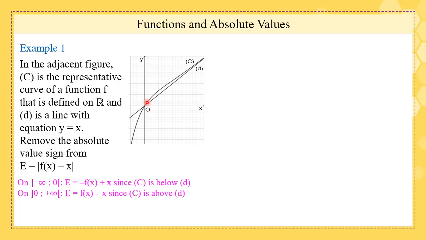On 0 plus infinity, C is above D. Then f of x is greater than x. Then absolute value of f of x minus x stays the same since it is positive. At x equals 0, E equal to 0.